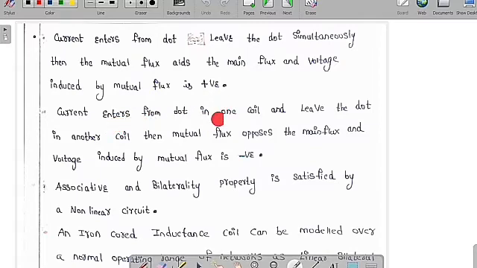If current enters the dot in one coil and leaves the dot in the other coil, then the mutual flux opposes the main flux and the voltage induced by the mutual flux is negative. What is going to happen here is, if you take two coils, one current enters the dot and the other current leaves the dot. Because of this, the mutual flux and the original flux are opposite in nature. Therefore the voltage is going to decrease, so the voltage induced due to mutual flux should always be negative.